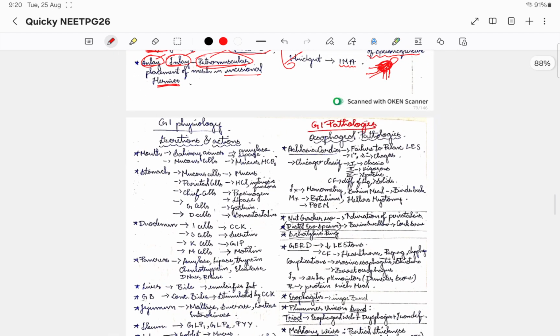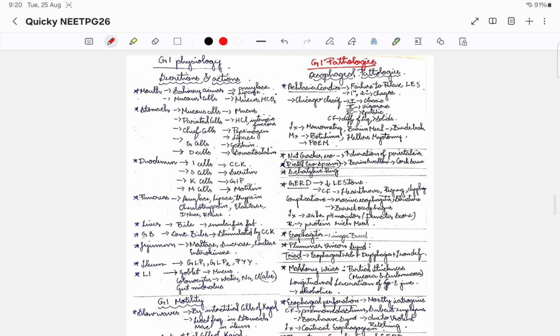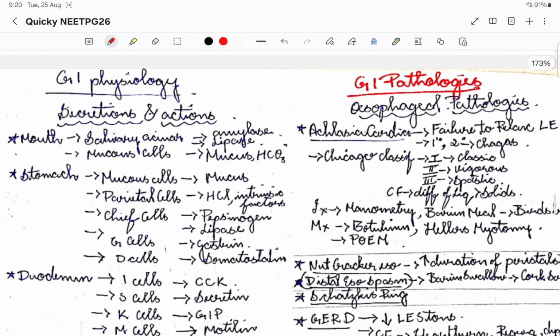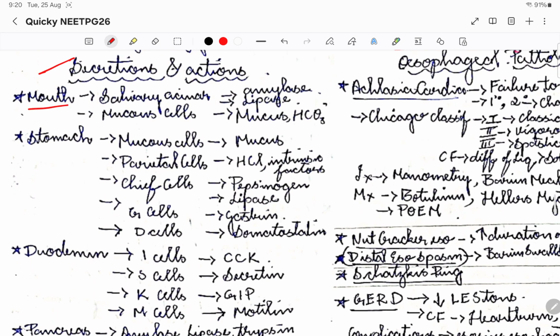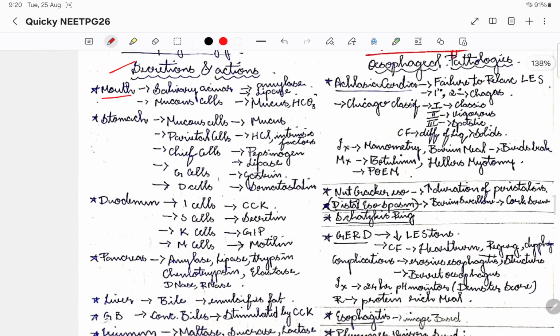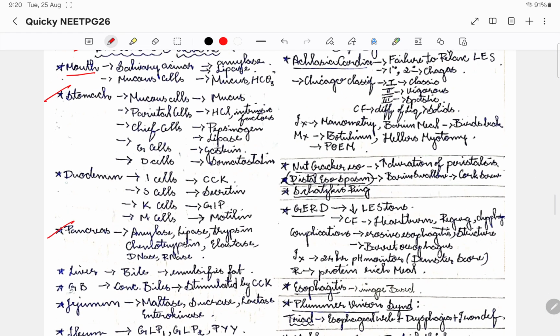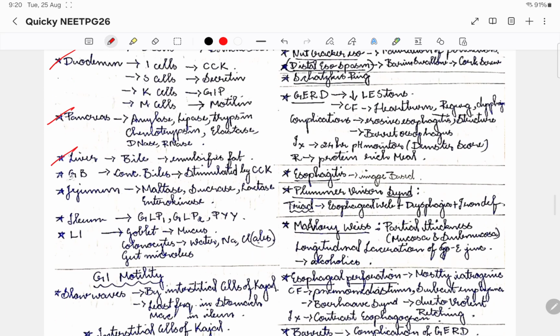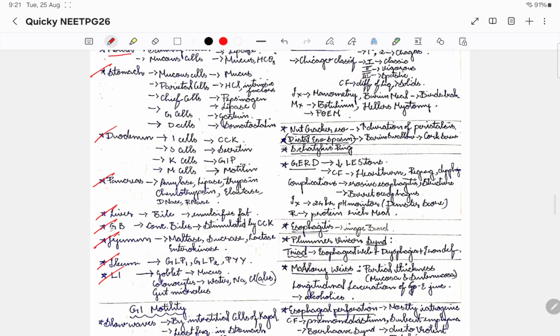Now we'll go on to GI physiology, a little bit of basics, and then on to the different GI pathologies. In GI physiology, all the secretions and actions are important with respect to the different regions: the mouth, the stomach, the duodenum, the pancreas, and all of these have certain secretions. Please go through this table, it will be helpful for you. There is nothing for me to explain again, as it is all about memorization.